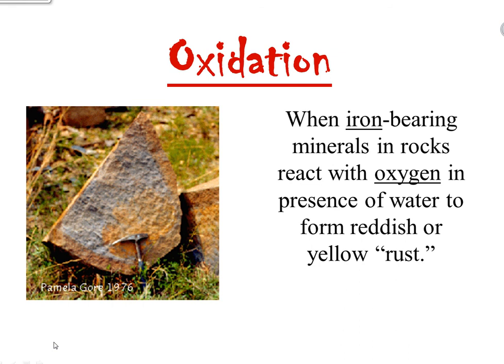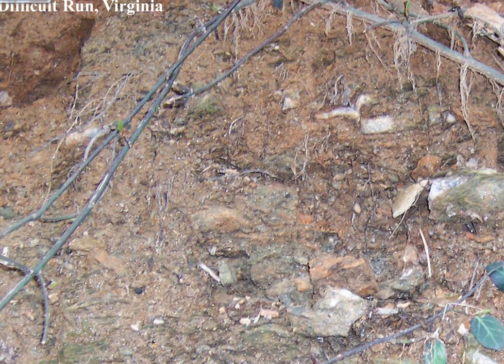And then we've got oxidation. This is when iron-bearing materials in rocks react with oxygen in the presence of water to form rust. You're familiar with rust. Here, if you notice this dirt, this is dirt along the side of the bank of Difficult Run here in Virginia. The dirt kind of looks a little rusty.